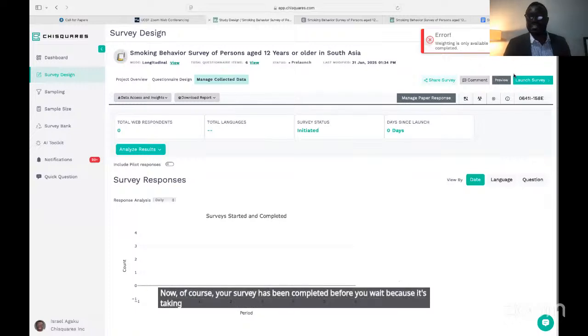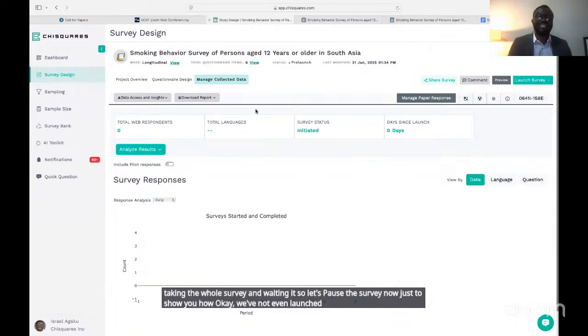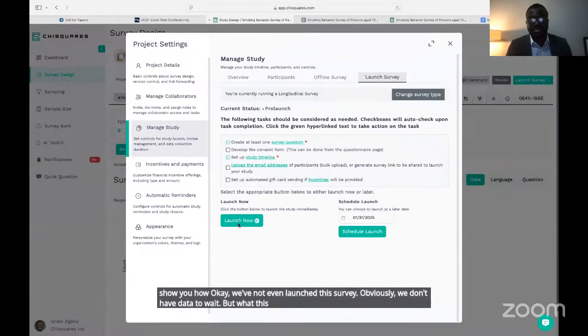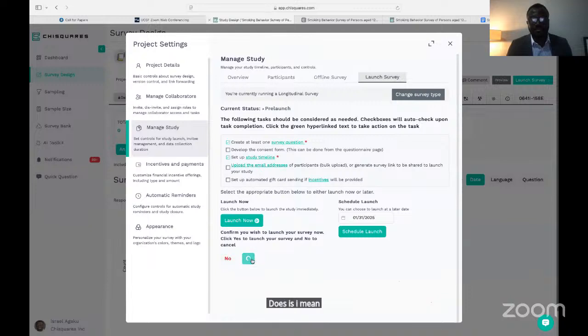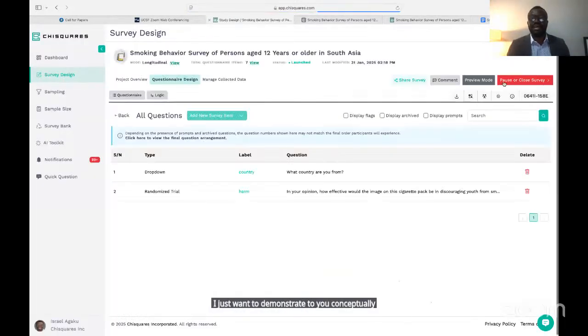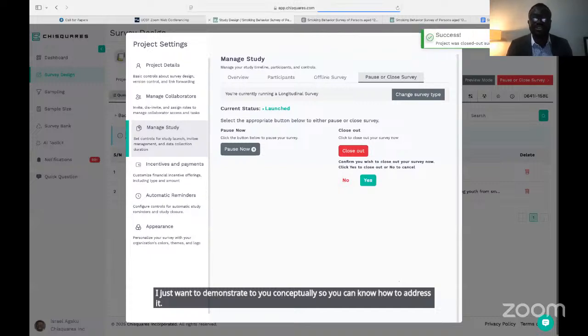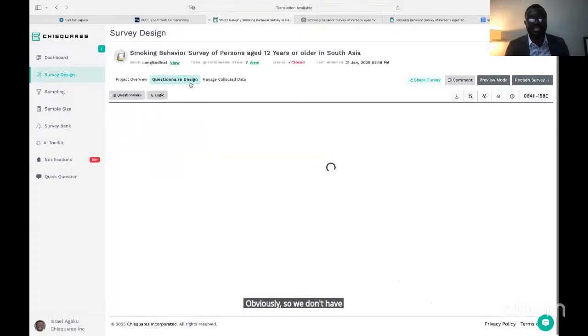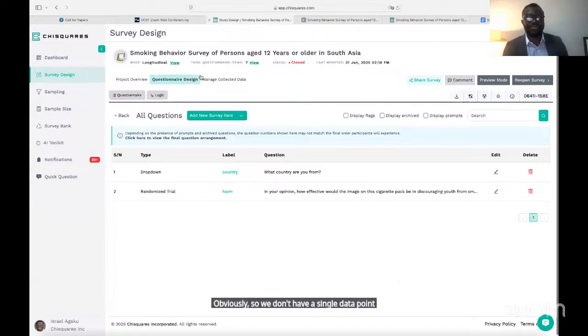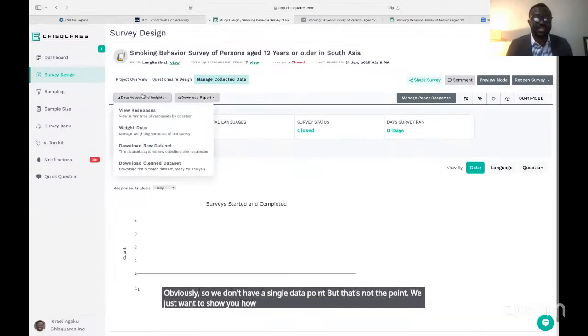So let's pause the survey now just to show you how. Okay, we've not even launched this survey. Obviously, we don't have data to weight. But what this does is, let me launch. I just want to demonstrate to you conceptually so you can know how to address it. Obviously, we don't have a single data point, but that's not the point. We just want to show you how to think about it.